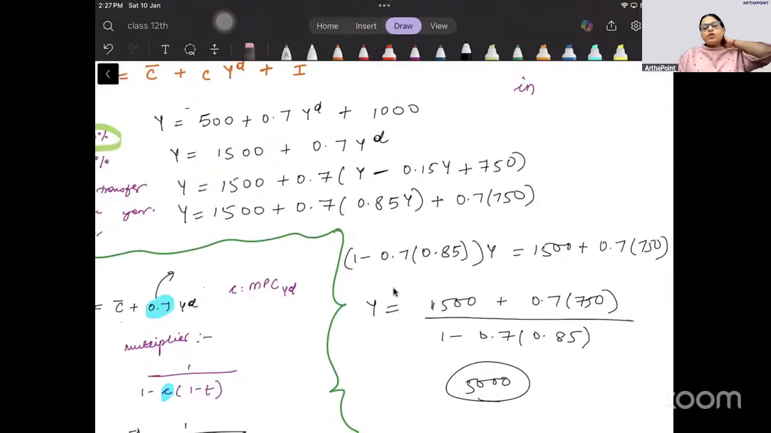So this kind of questions can be asked from this topic. They can ask you to find the Keynesian multiplier, of course, and then they can ask you to find the equilibrium income in the society. This is the first topic, which is the Keynesian multiplier.